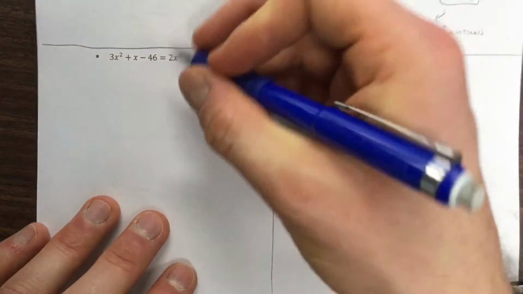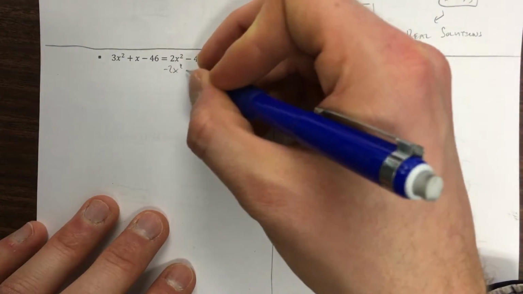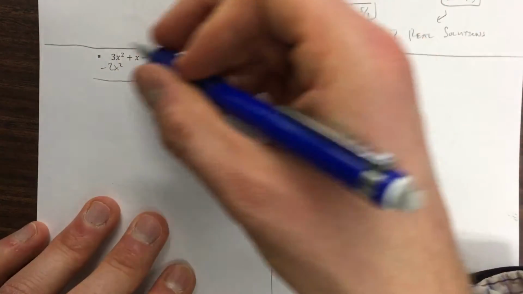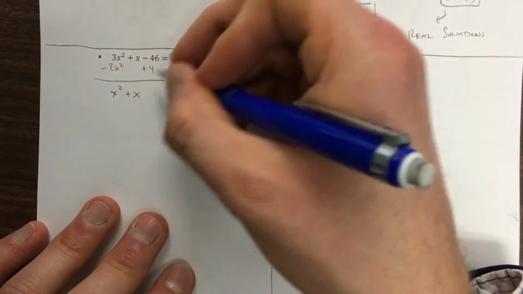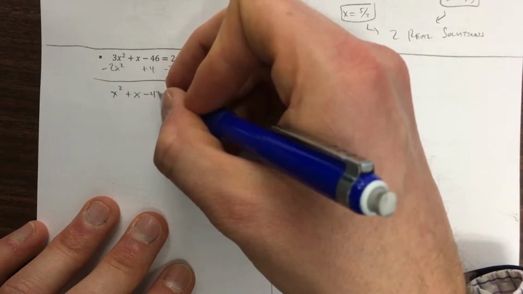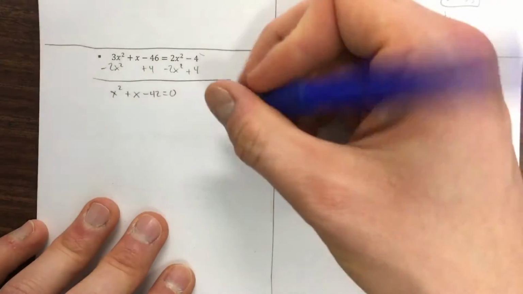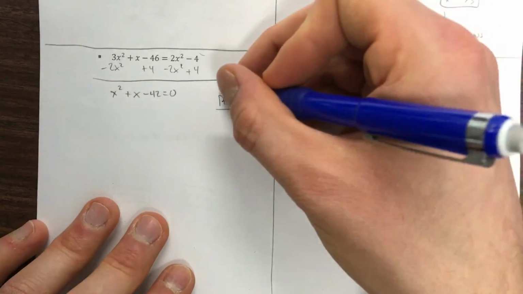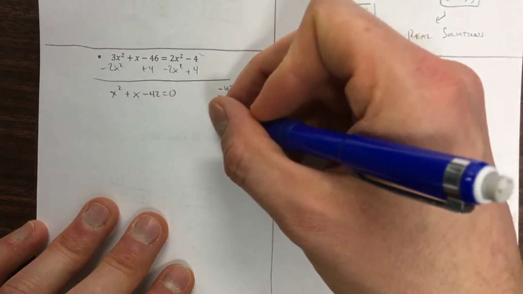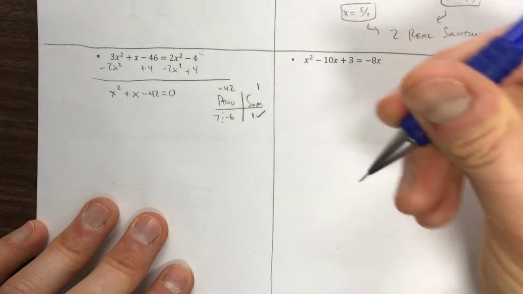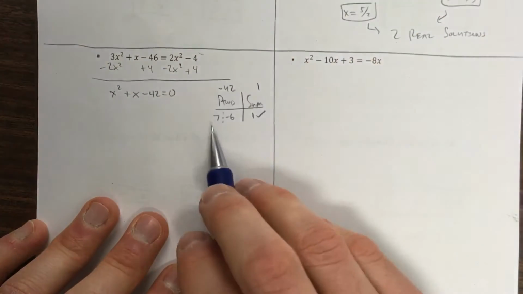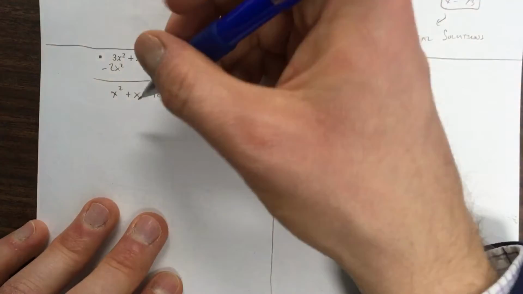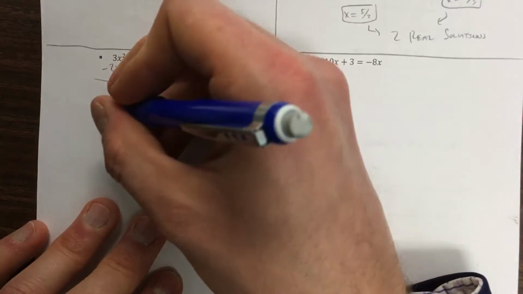Here, if we want 0 on one side, we can subtract 2x squared, add the 4. Careful with your algebra here. So we get x squared plus x. Negative 46 plus 4 would give us negative 42. We don't have a number in front, so we don't have to worry about AC. We can just find the product of negative 42 that adds to 1. Seven times negative 6 would give us negative 42. 7 plus negative 6 would give us the 1, which is in front of x here if you think about it.